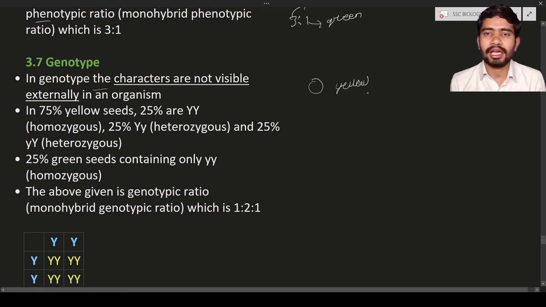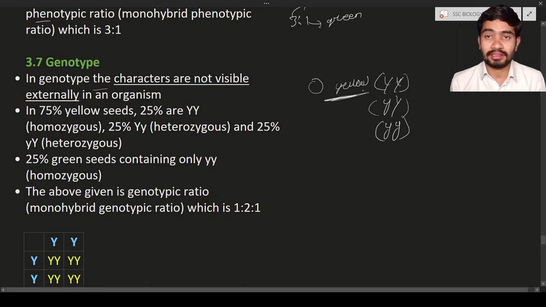What is meant by allele? Allele means a pair of genes. Those genes are capital Y, or it may be small y. Can you say which type of allele is present in this yellow colored seed? You cannot say. Why?